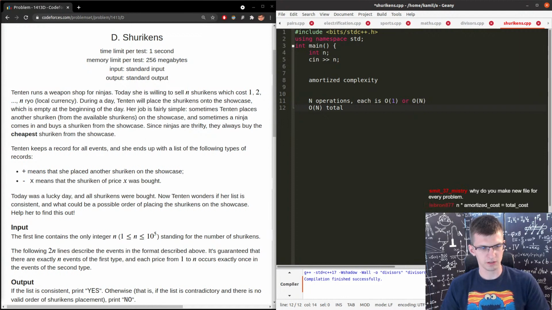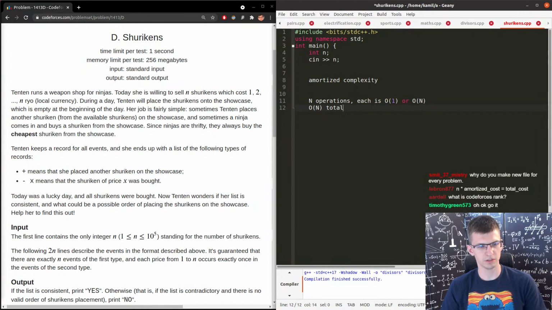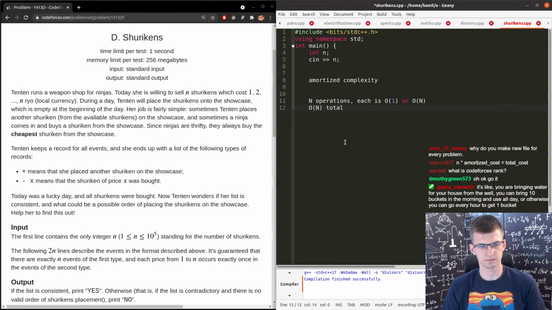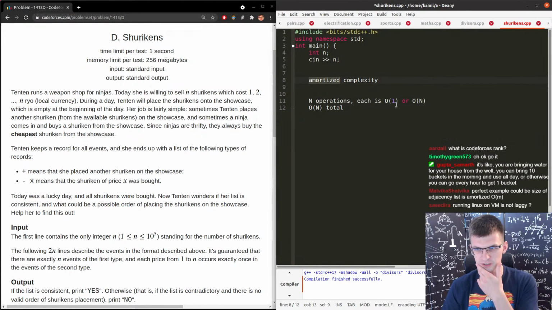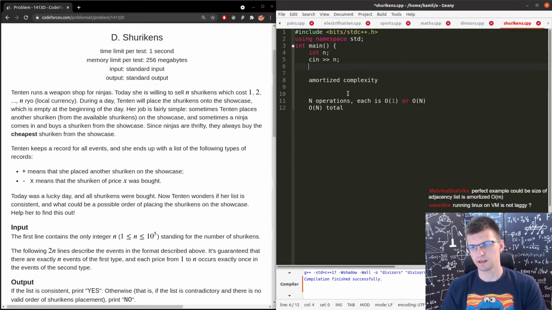Yeah, I will do O of n with stacks. Why do you make new file for every problem? Why wouldn't I? I don't know, maybe I will need the previous file. So amortized cost, I don't know the exact definition, if amortized cost is what we call this average cost, that it's O of n total per operation. Don't know semantics. I guess just Google and read about amortized time complexity. I don't think I ever saw amortized space complexity. Running Linux on VM is not laggy? No, it isn't.